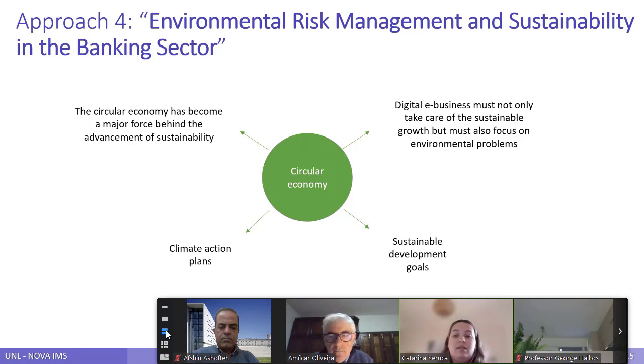Digital e-businesses must not only take care of the sustainable growth of the circular economy, but must also focus on environmental problems. The growth of these businesses in the circular economy holds promise for social and environmental benefits in addition to financial gains. Goals such as the Sustainable Development Goals and climate action plans can be considered a good initial target for promoting sustainability in companies.